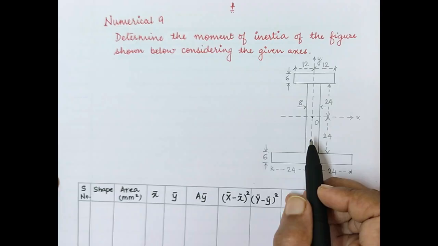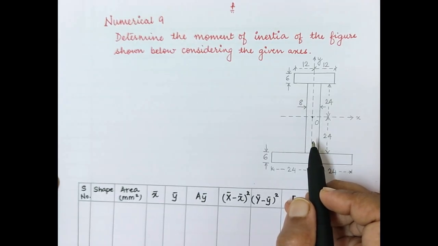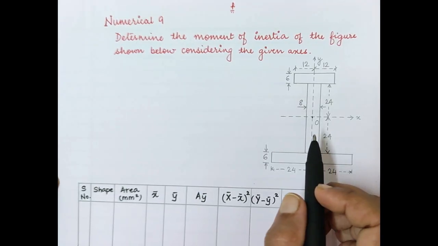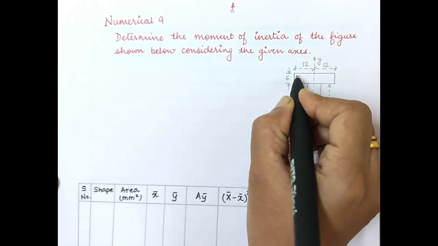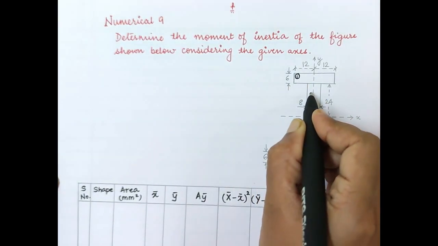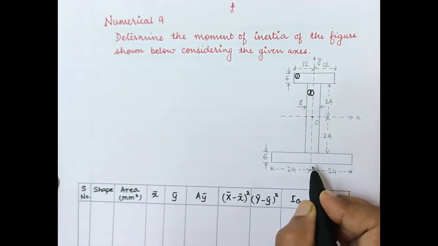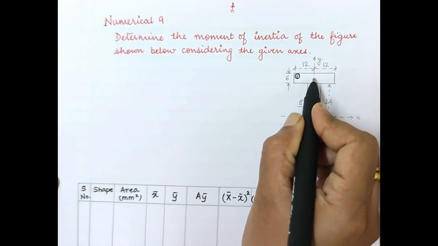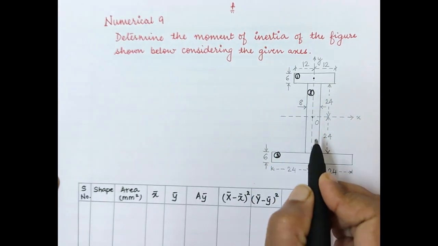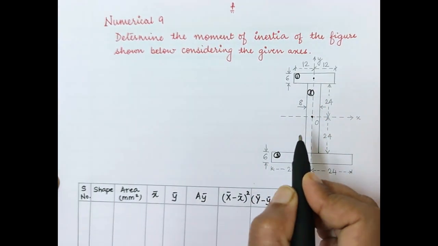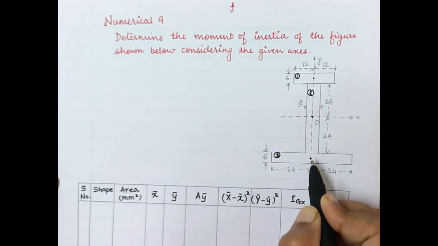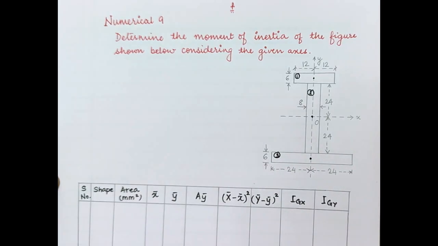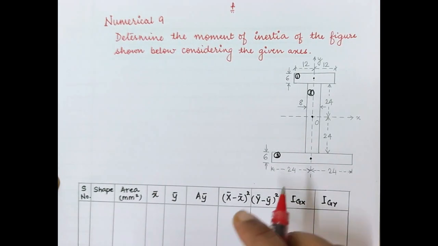To calculate the centroid, we will do exactly like the previous question. So we will take three individual figures, naming them as 1, 2 and 3. For these individual figures, we are going to mark the centroids. The centroid will come at the intersection of the diagonals. Let's name the coordinates from the x and y axes.